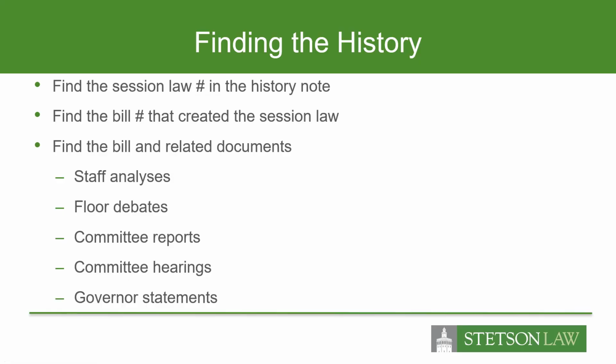So to find the legislative history for a Florida statute, you want to first look at the history note at the end of a statute, and that will list all of the session law numbers that are related to that statute. So the first one and the oldest session law number will be the one that enacted the statute, and it will be the first iteration of that statute. And then any subsequent session law numbers are ones that have amended it and tweaked it over the years.